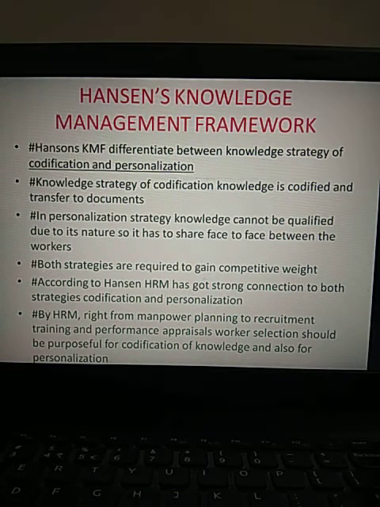We continue with the last class. In the last class, we discussed Hansen's Knowledge Management Framework. As you all know, knowledge management is a crucial aspect of the development of the organization. So how to procure the knowledge, how to effectively manage the knowledge resources, how to use the knowledge, and how to share this knowledge, all these things we are covering under this chapter.